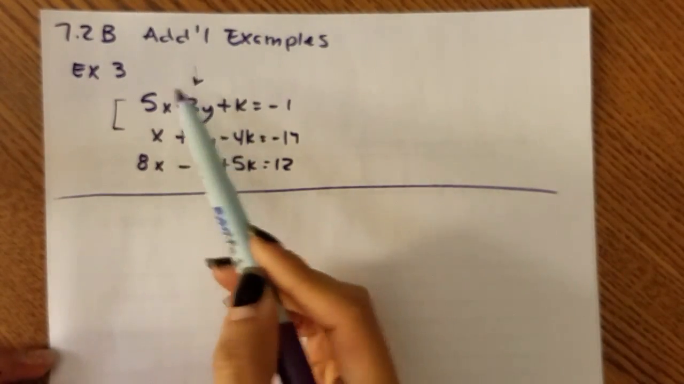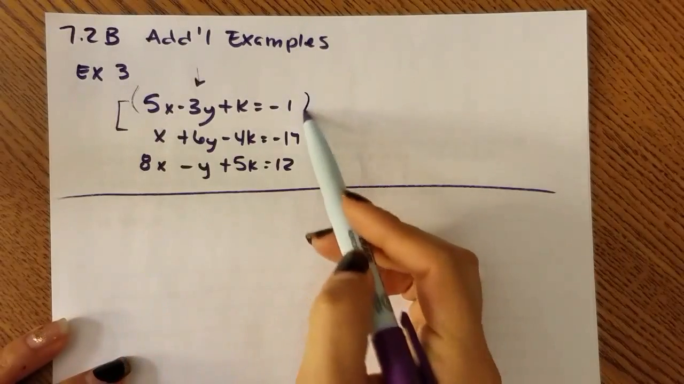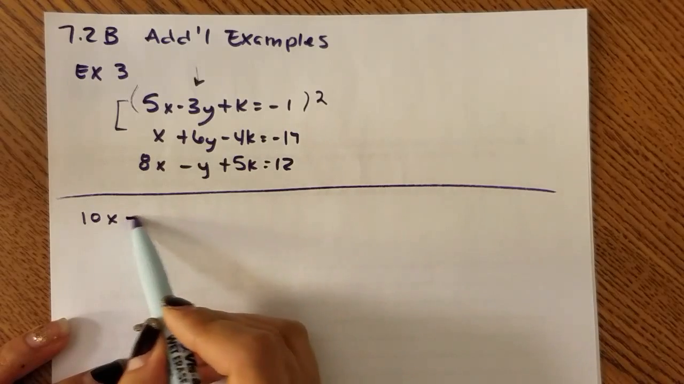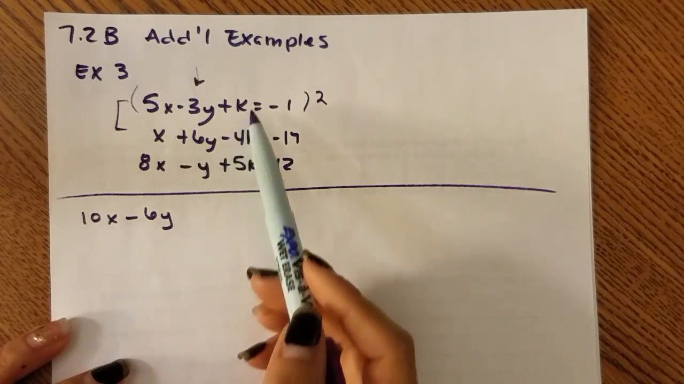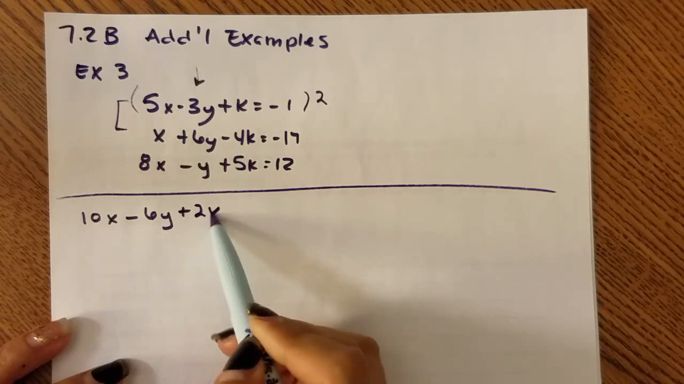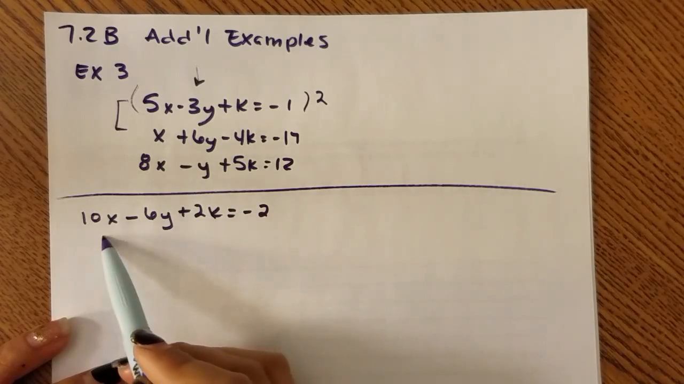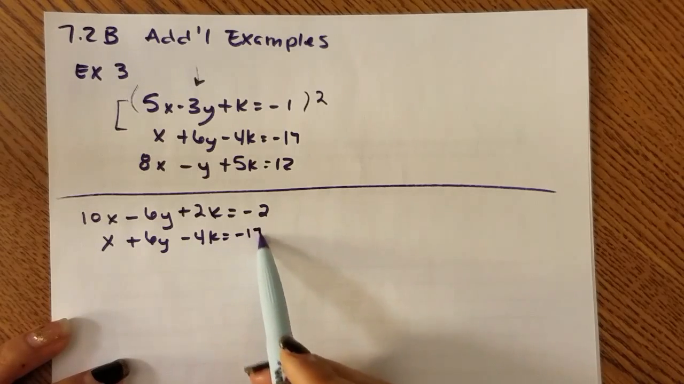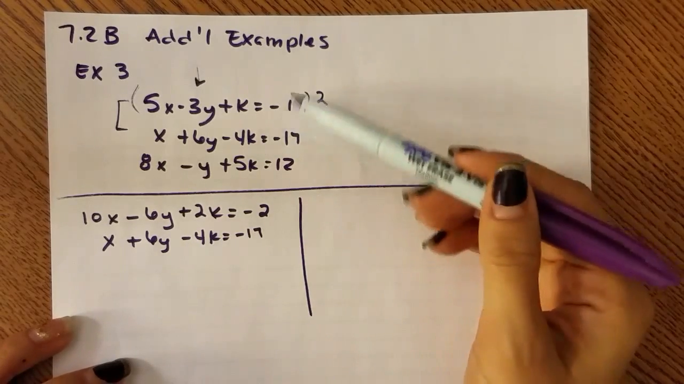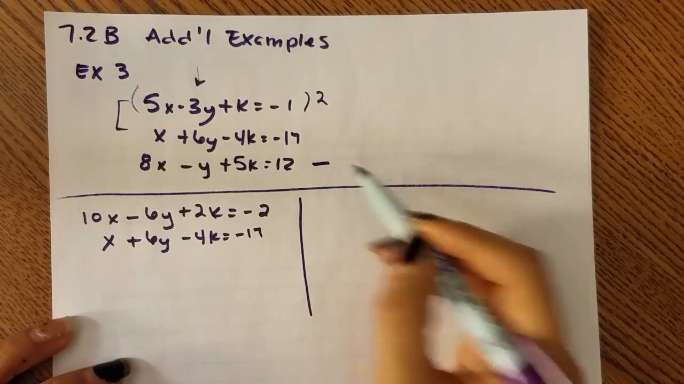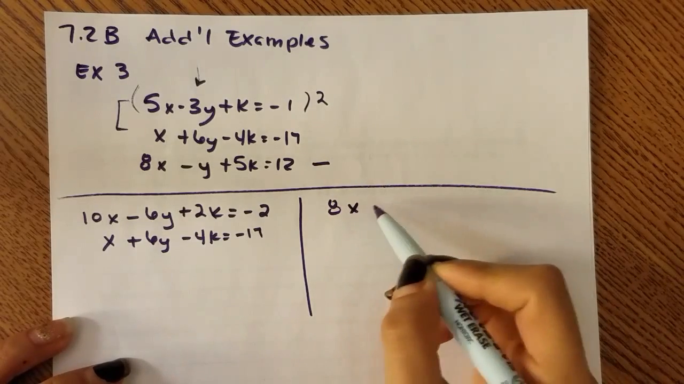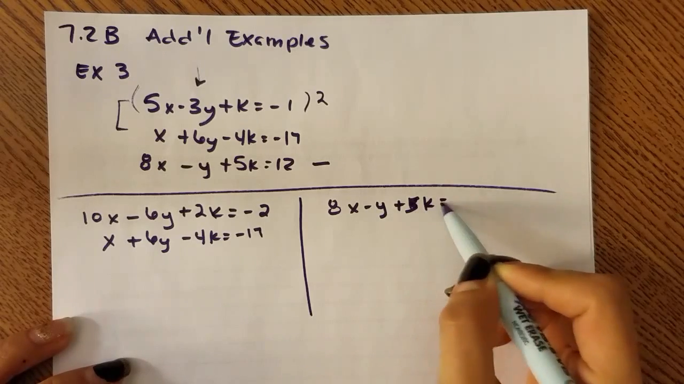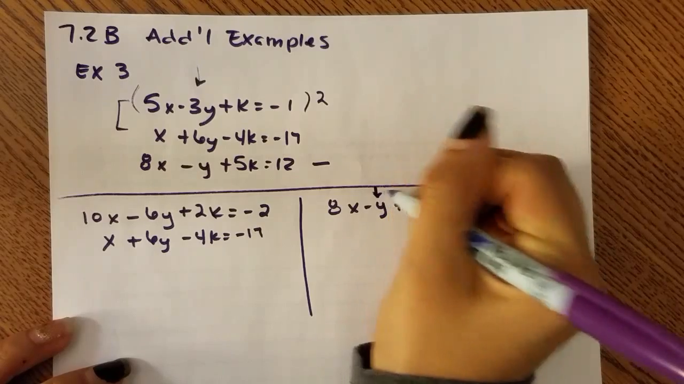They have opposite signs, so I'm going to need to multiply this first one by 2 here. So 5 times 2 is 10x, negative 3 times 2 is negative 6y, k times 2 is positive 2k is equal to negative 2. Bring down the second one. Okay, and this means, because we chose these first 2, that I absolutely have to use this one on my second step over here. 5k equals 12, and I still have to eliminate the y.